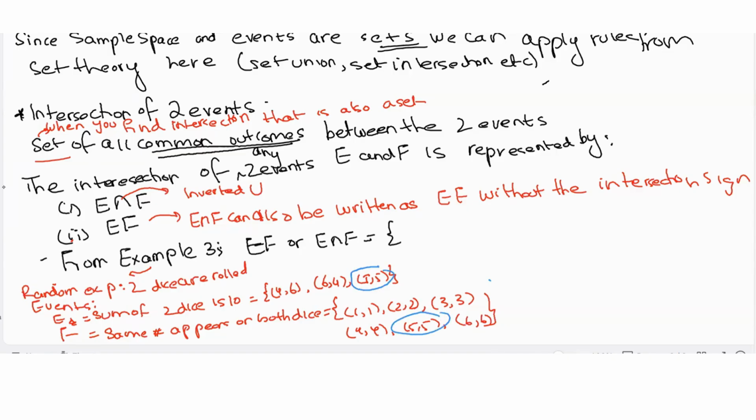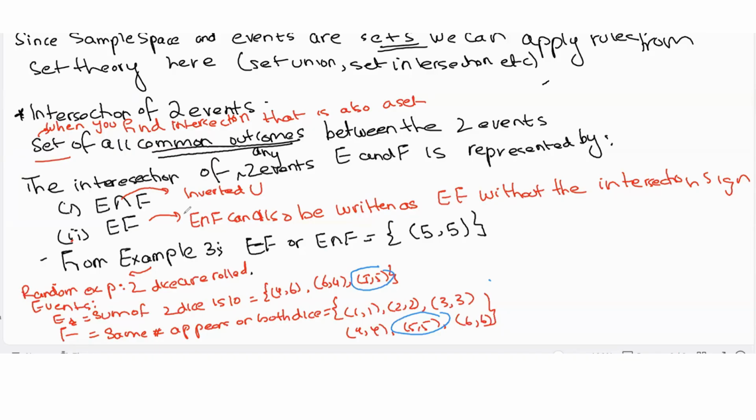So E intersection F, we know, is the set of all common outcomes between them. There's only one common outcome, 5, 5. So it's the set containing that outcome. So E intersection F is going to be the set containing that common outcome, 5, 5. So this is the intersection of two events.